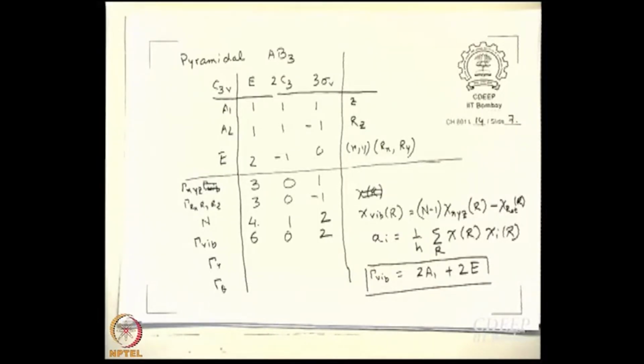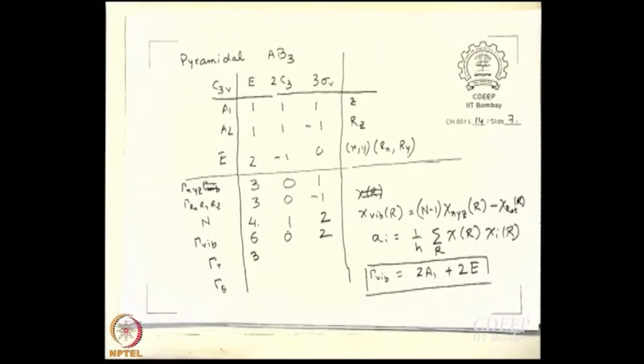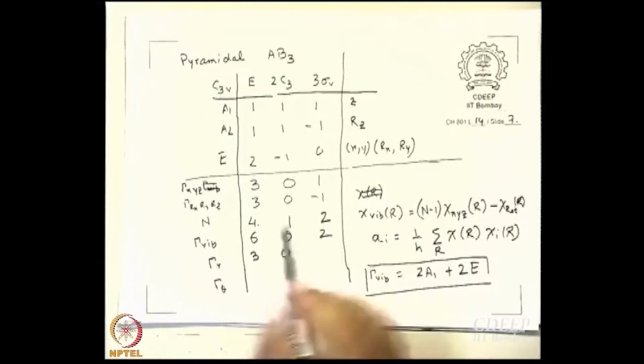Pyramidal, NH3. What is the character for E? What is the character for C3? What about sigma V? 1, sigma V is 1 because it has to go through 1, 301.